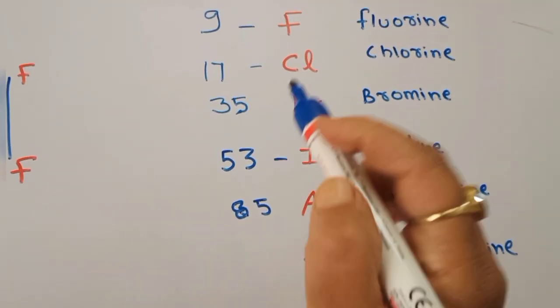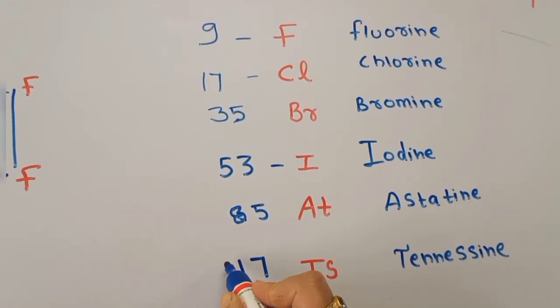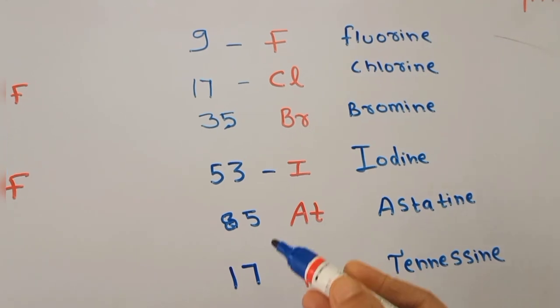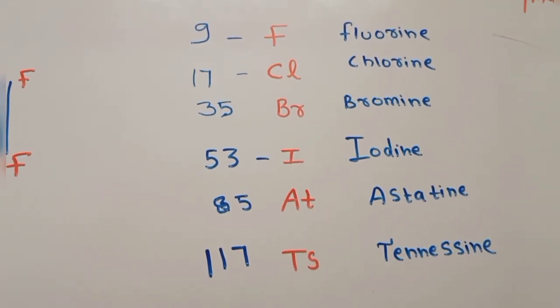And now what will be the atomic number of tennessine? It is very easy. Just take chlorine, write 17 and reverse it. We write 1, 2, 3 in reverse order, so just write 1 here. So it will be 117.